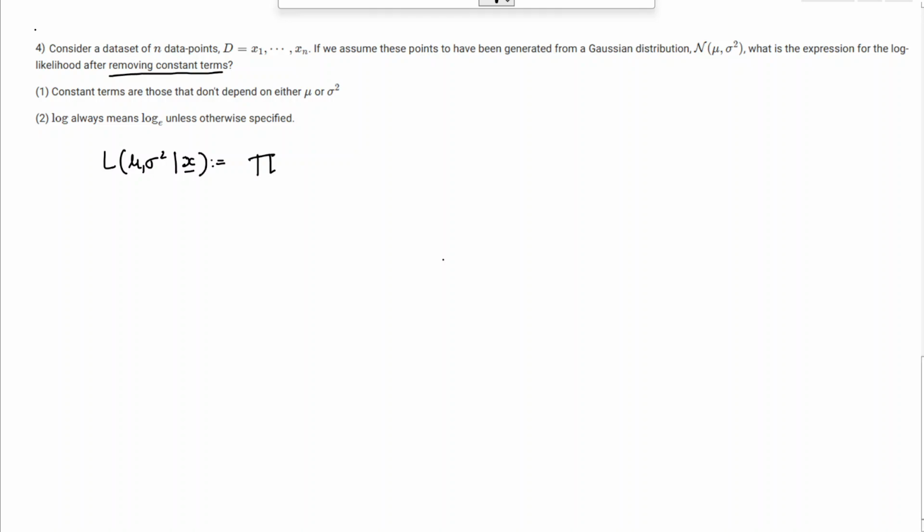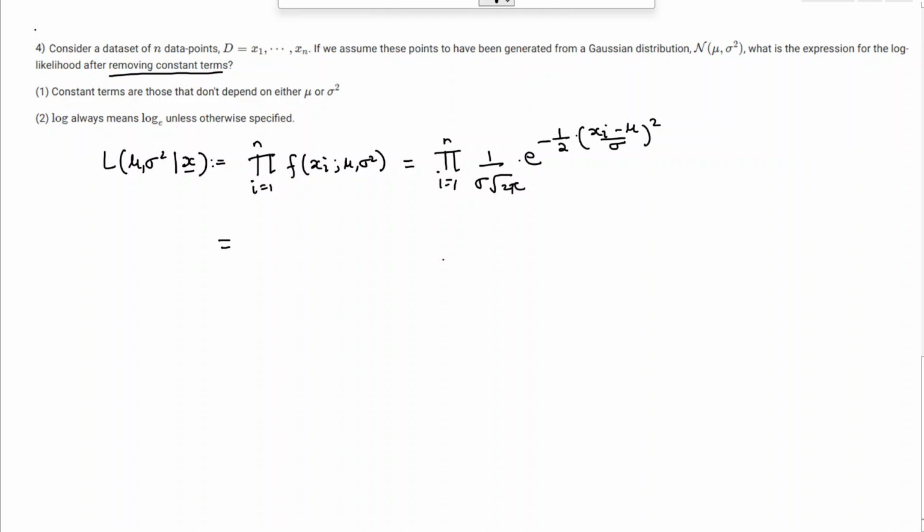So I can say this is nothing but the product, i running from 1 to n, f of xi, mu comma sigma square, right? Now that is nothing but the product, i running from 1 to n. The distribution of normal mu sigma square is given by 1 by sigma under root 2 pi times e to the power minus of 1 by 2 times xi minus mu upon sigma whole square, right?